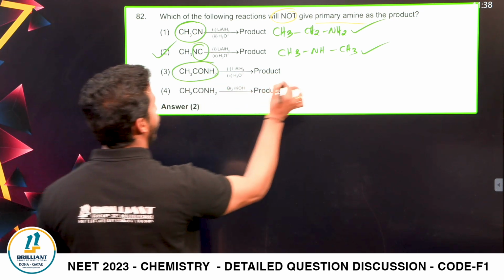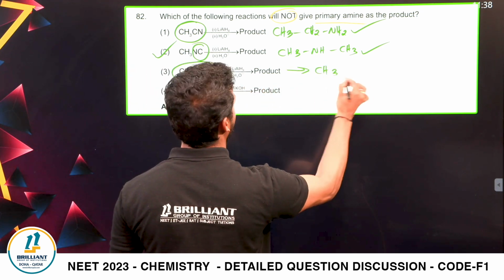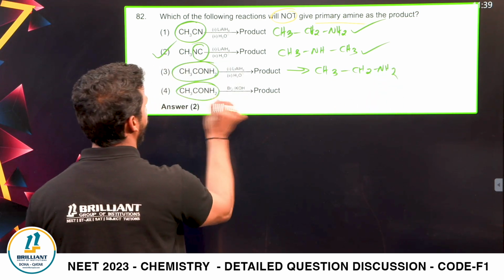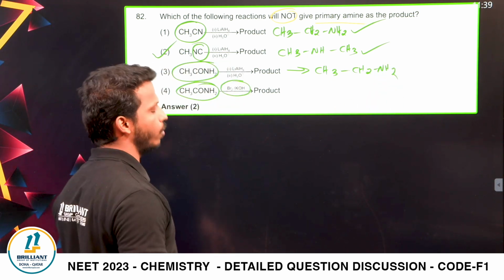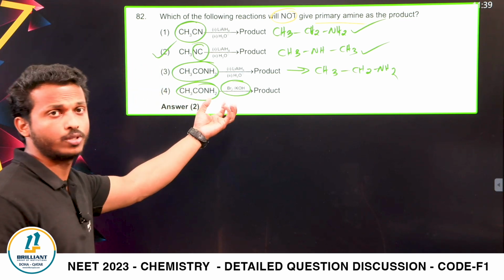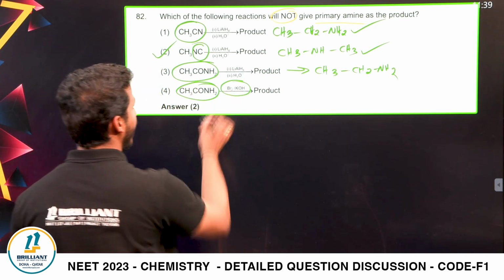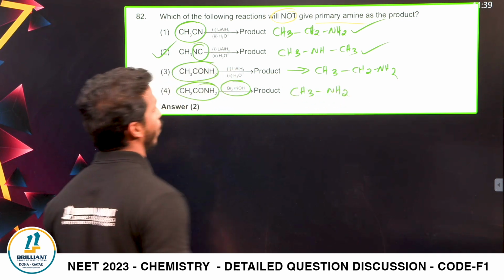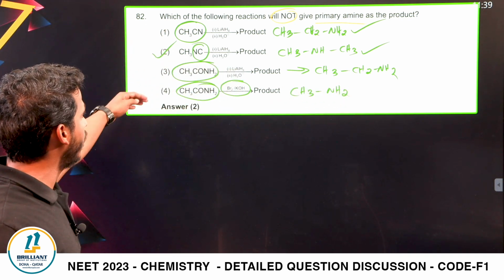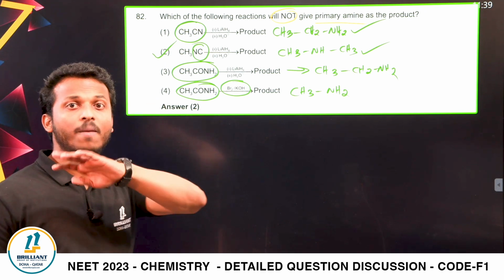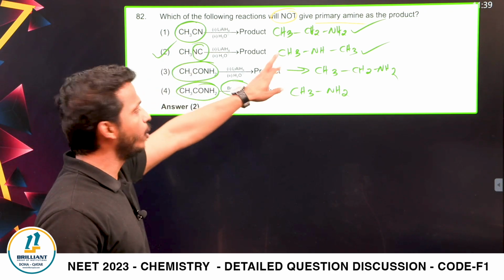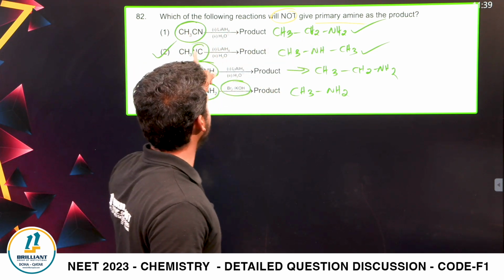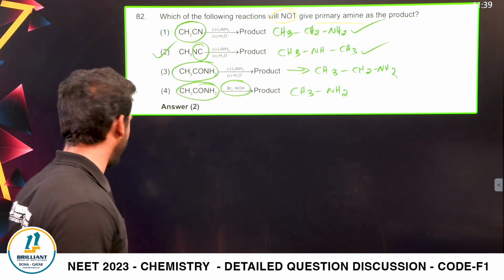What about amide on reduction, dear all? Amide on reduction, what are we getting? A primary amine. And this amide in the Hoffmann bromamide degradation reaction you studied, you will get an amine with one carbon less. Yes, here also. Options 1, 3, 4 are giving you primary amine. Option number 2 gives you secondary amine. Remember, cyanide on reduction gives primary amine, isocyanide on reduction can form secondary amine.